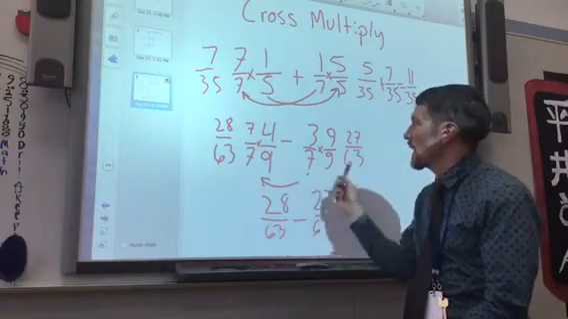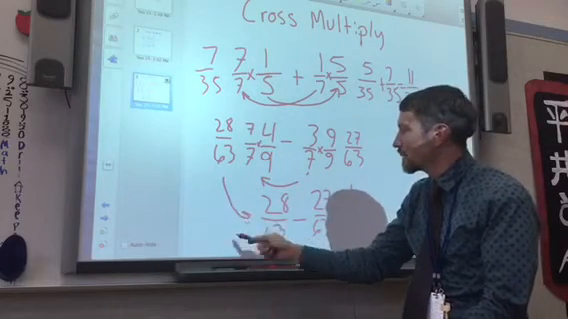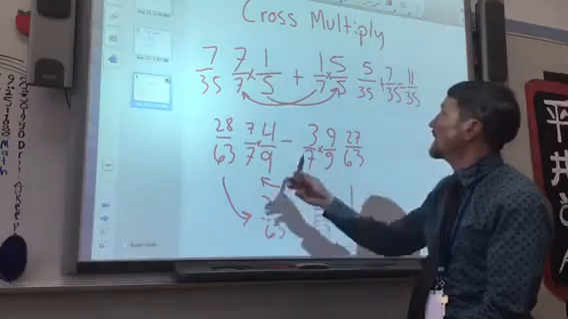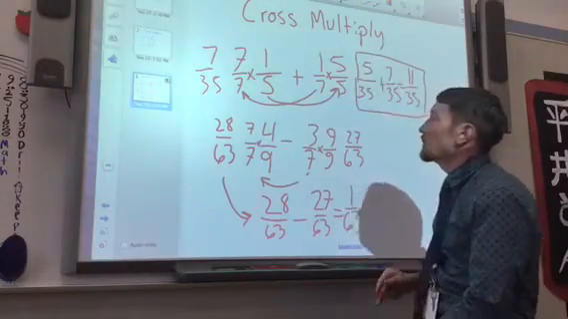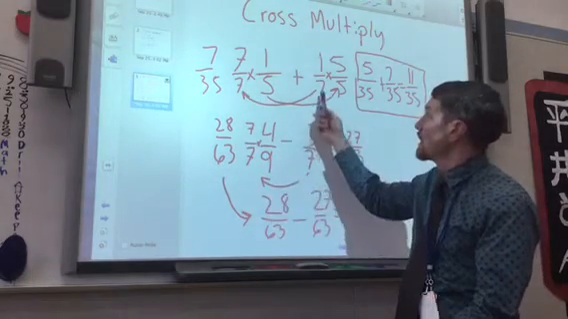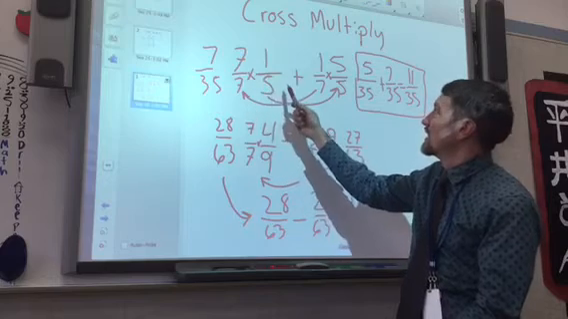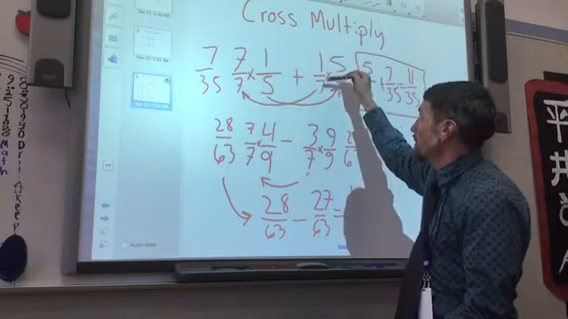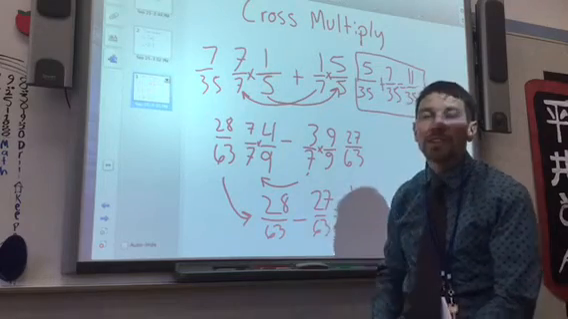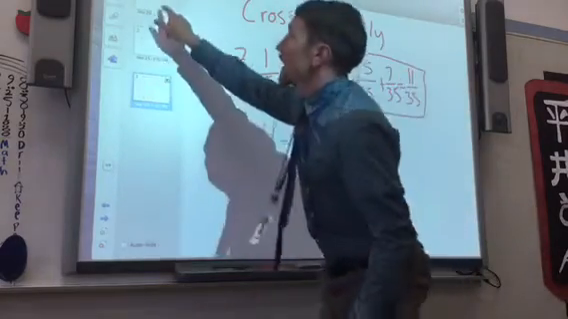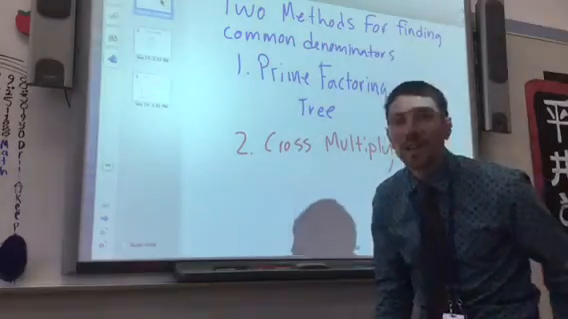So you'll notice this is one way to do it. Either keep the problem as is and move right and left, and then rewrite it down here, or you can move left and rewrite it over here. Either way, you're taking the denominator from one and multiplying it by both sides of the other. So I'm taking the 5 and multiplying it by both the 1 and the 7. Those are the two methods for finding common denominators: prime factoring and cross multiplying.